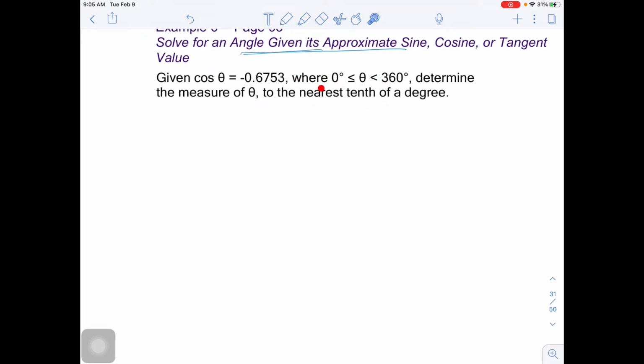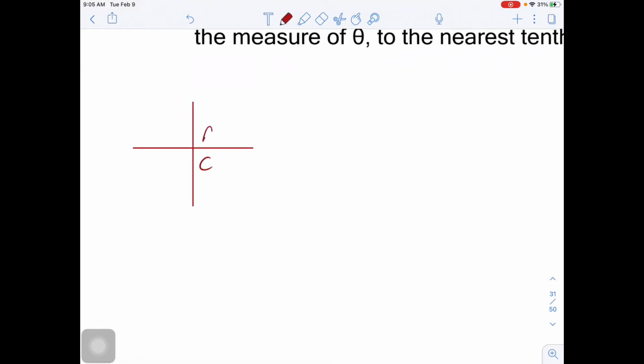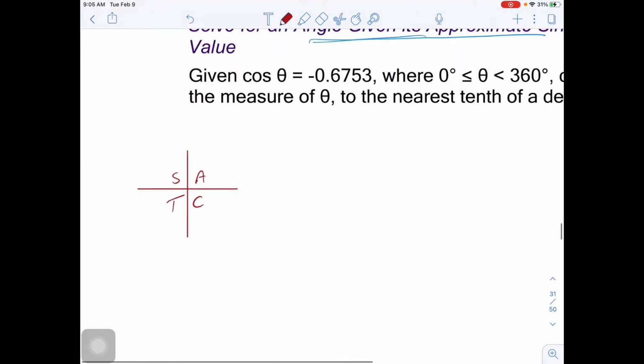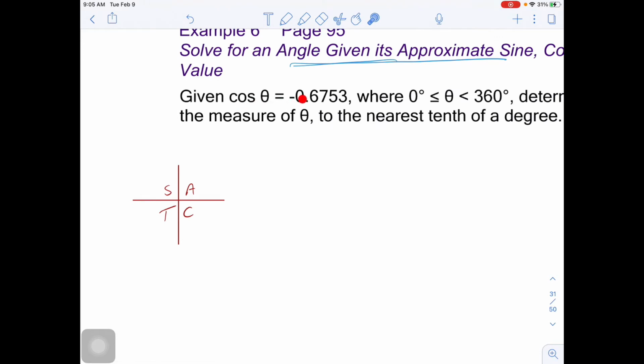Note the restrictions, that this can exist between 0 and 360. So the first thing I want to determine is, where can my cos value actually be negative? Am I dealing with one solution or two? So recall CAST and determine where is cos negative.